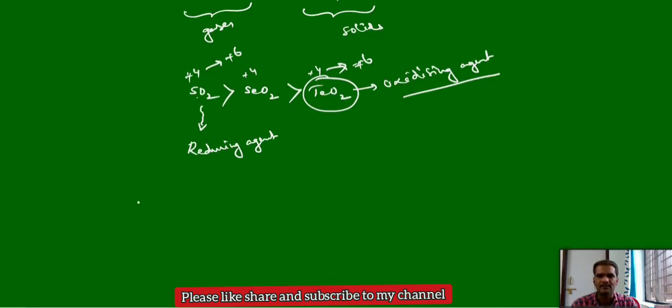And these dioxides, when they react with water, can produce oxoacids. Sulfur dioxide, if it is dissolved in water, gives sulfurous acid, H2SO3, an oxoacid.